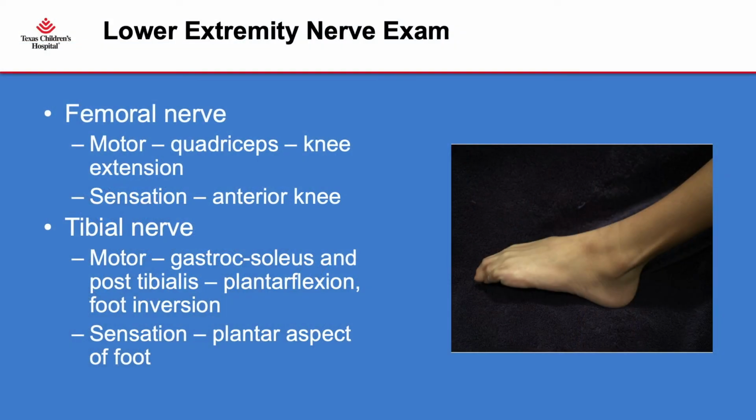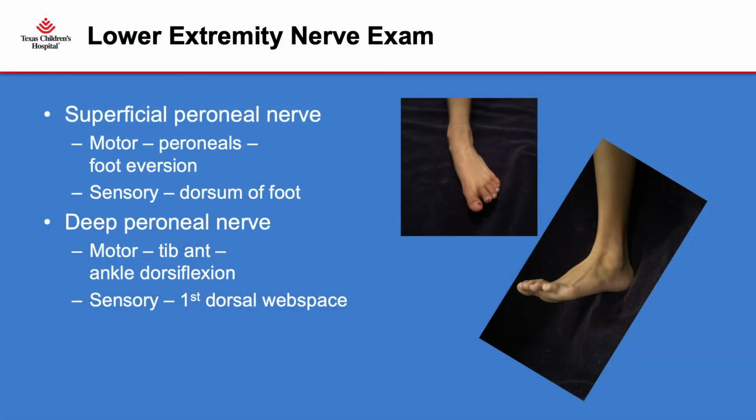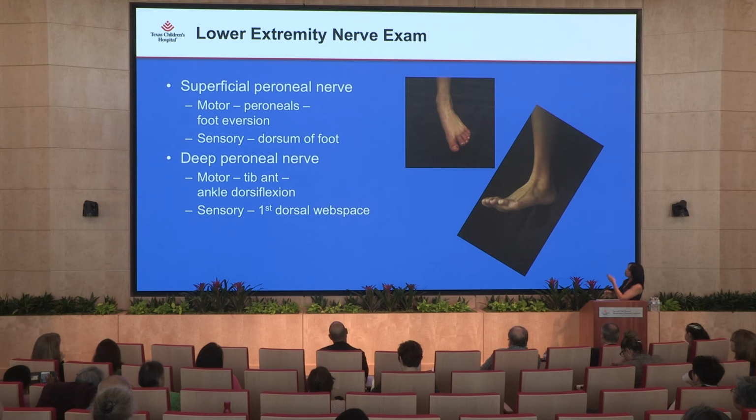For the lower extremity, I don't have a great mnemonic. So for your femoral nerve, you can check your quadriceps, which is knee extension, and then sensation on the anterior aspect of the knee. For your tibial nerve, it's toes down, plantar flexion, and sensation is on the bottom of your foot. Then you have your superficial and deep peroneal nerves. For your superficial peroneal nerve, it's going to be eversion of your foot, and then the sensation is right on the dorsum. And then for your deep peroneal nerve, it's going to be dorsiflexion, or bringing your toes and ankle up, and sensation is going to be in that first web space.